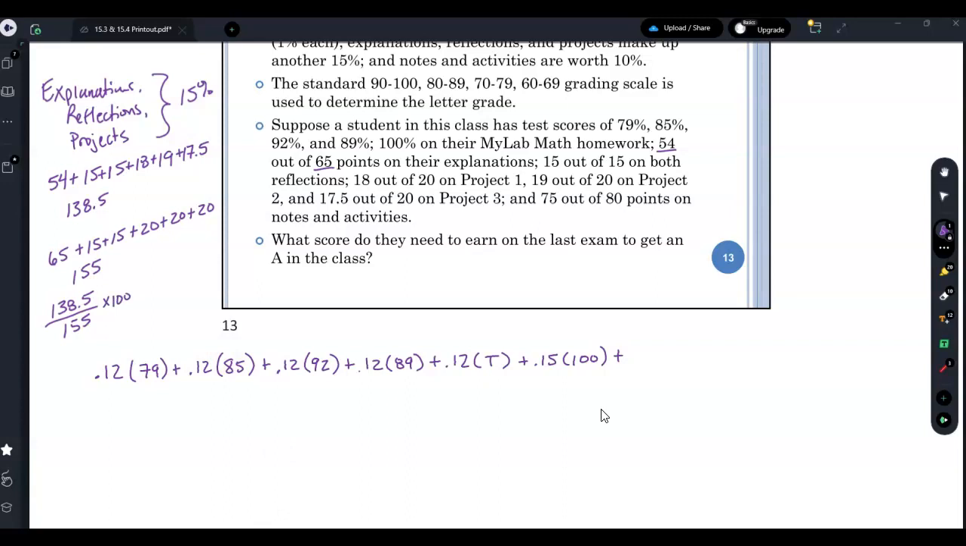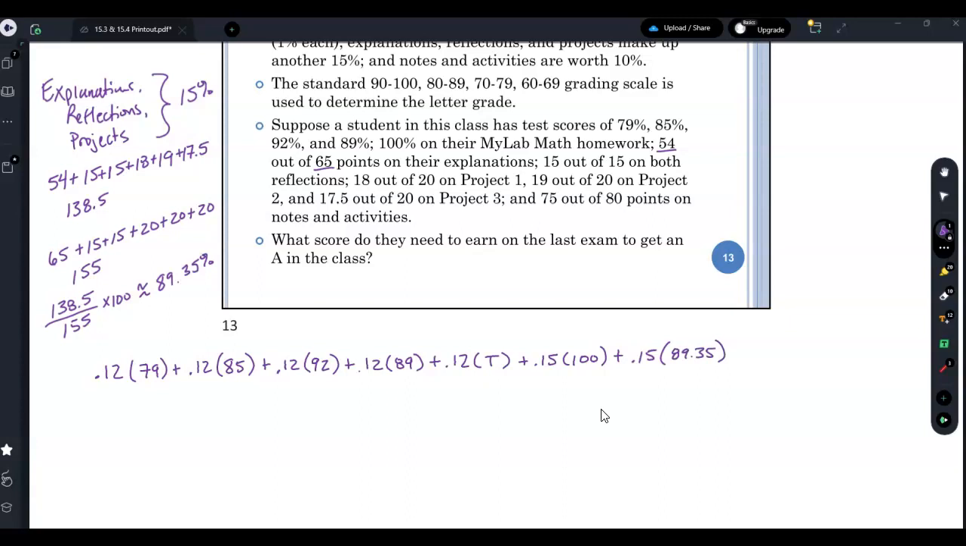So 138.5 divided by 155 is 0.8935, and it keeps going, but then I'm going to multiply that by 100, and I'm going to get 89 point, this decimal keeps going, 354838, and it keeps going. I'm just going to round it and say this is 89.35%. So explanations, reflections, and projects are worth 15% of the overall grade, and I'm going to multiply that by the 89.35 that this student has.